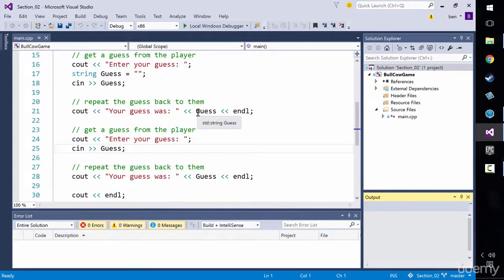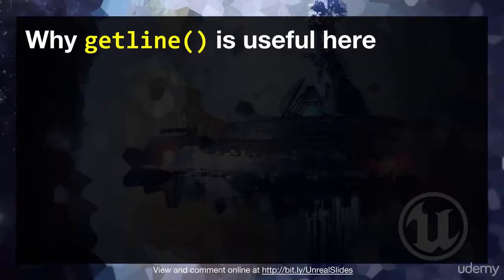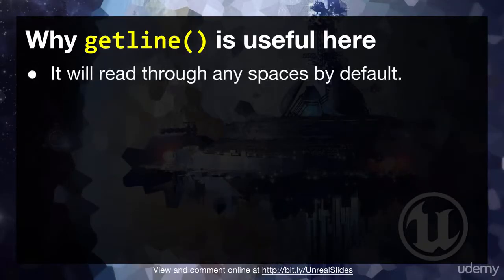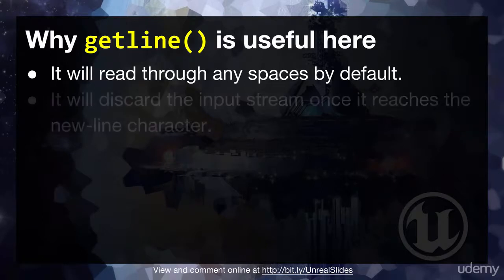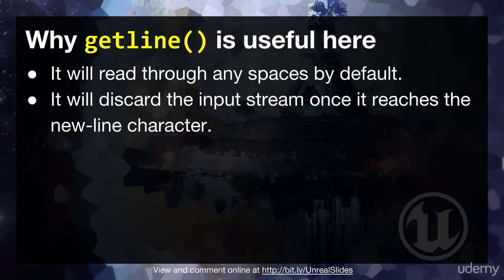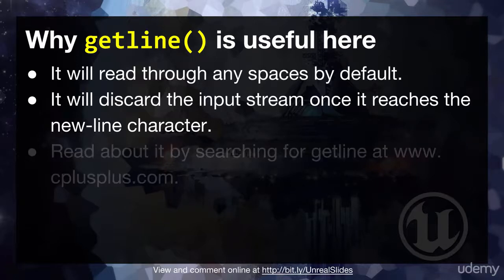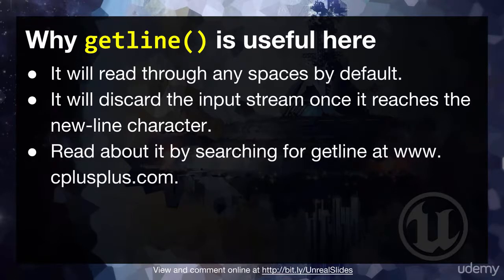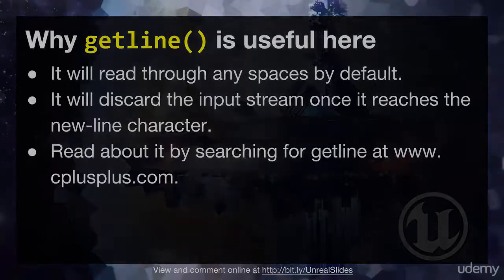So what are we going to do about it? Well, there's a method called getline. A word on why getline is useful here. It will read through any spaces by default, which is useful for us. It will discard the input stream once it reaches the new line character, which is just what we want. When we hit return, we want it to consume all the way up to the enter, the new line, the return, whatever you want to call it, and then discard everything else. And you can read about it by searching for getline at www.c++.com.